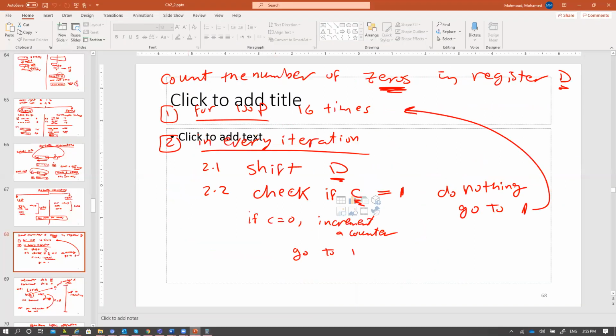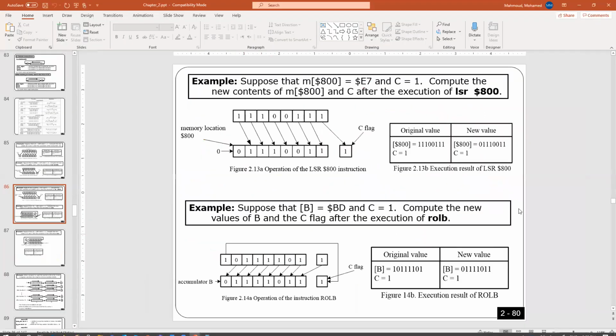We have some numbers there so that you can understand it better. So if you look here, guys, register B should have this value, BD. BD is 10111101. So this is the initial value for register B, and the carry is 1. After we execute this instruction, what should be B and what should be the carry? Let's see what's going to happen, guys.